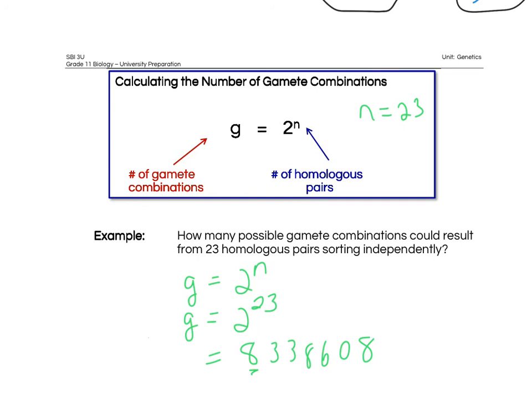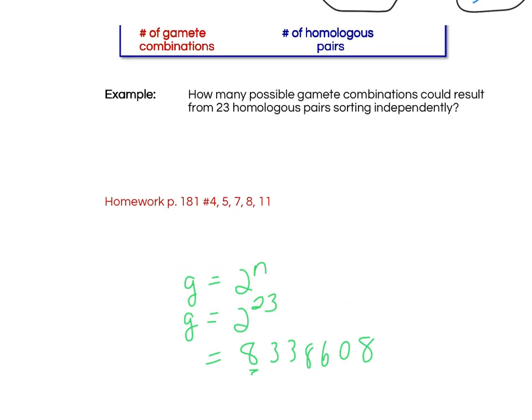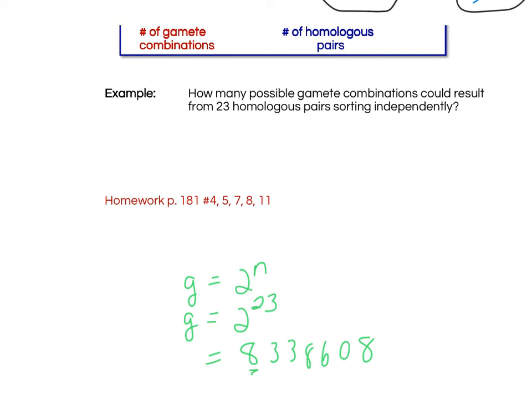So we've talked about the importance of meiosis as a process. Number 1, it produces haploid cells. Number 2, it produces genetic variation by way of crossover and by independent assortment. So there are some questions that I'd like you to try from your textbook on page 181, just to solidify your own understanding of these concepts, because we will be having a skills check very shortly.